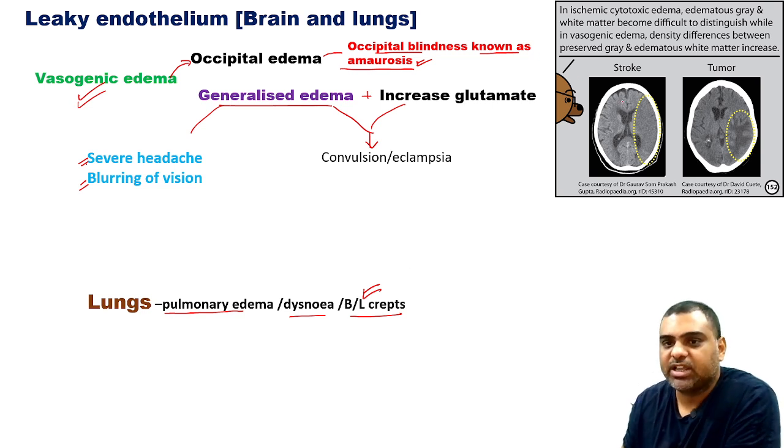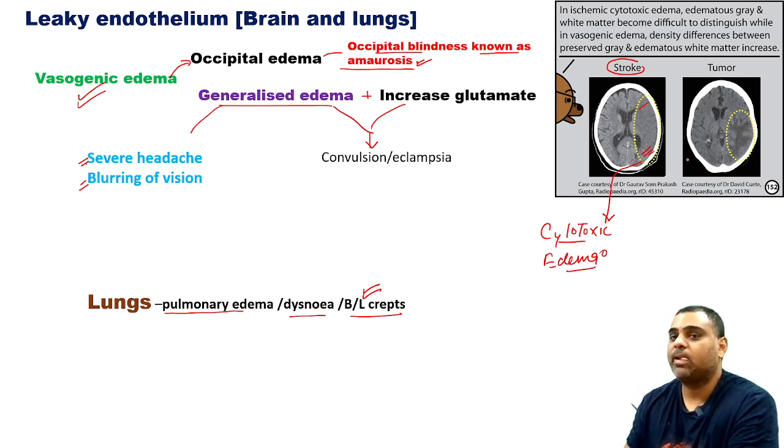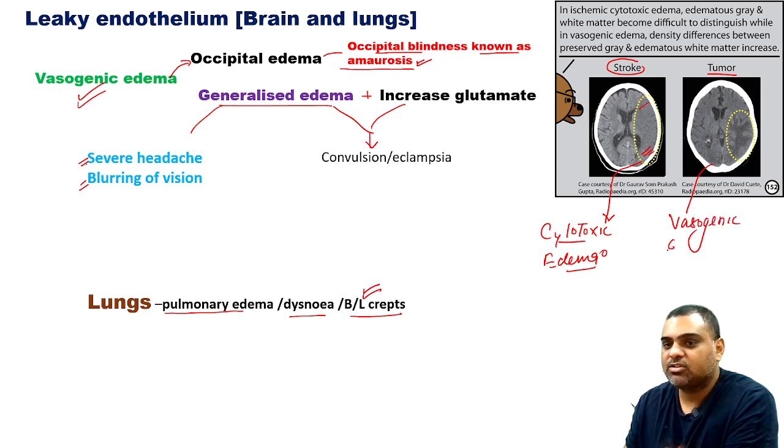Now, if you see this diagram, this is the stroke. Here you see, you cannot differentiate between the gray and the white matter. Okay, so what is this? This is cytotoxic edema. Because I have told you, in cytotoxic edema, you cannot differentiate between the gray and the white matter. Whereas this is the tumor. And here, this is because of the vasogenic edema, where you can differentiate between the gray and the white matter.